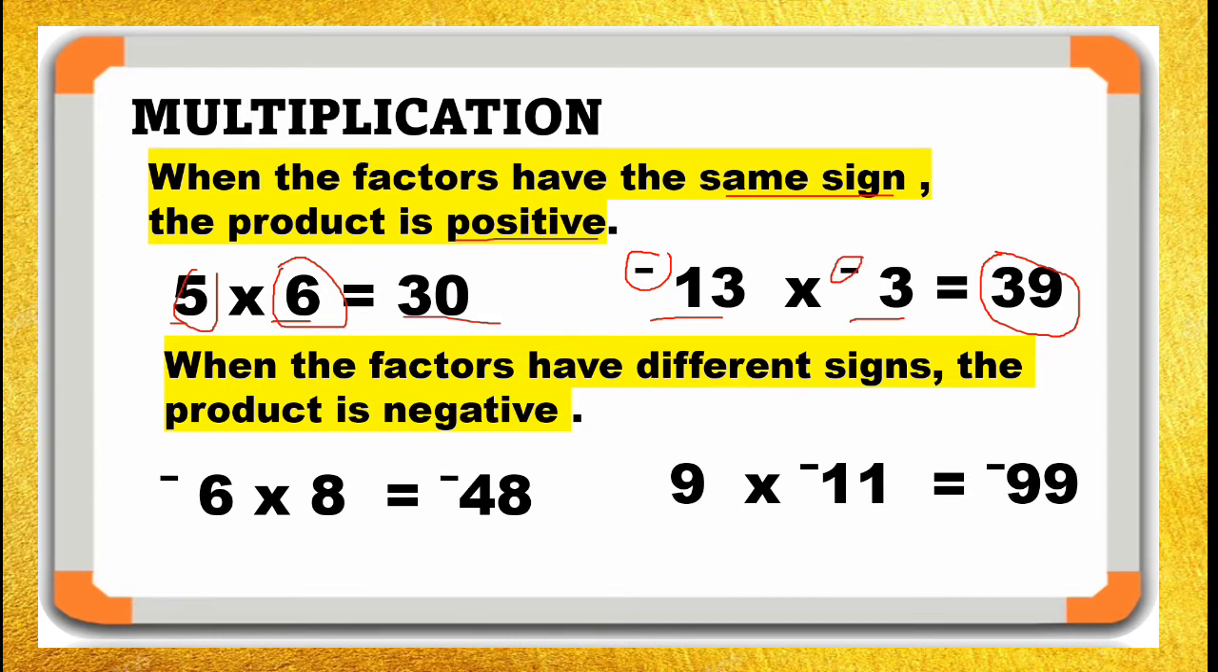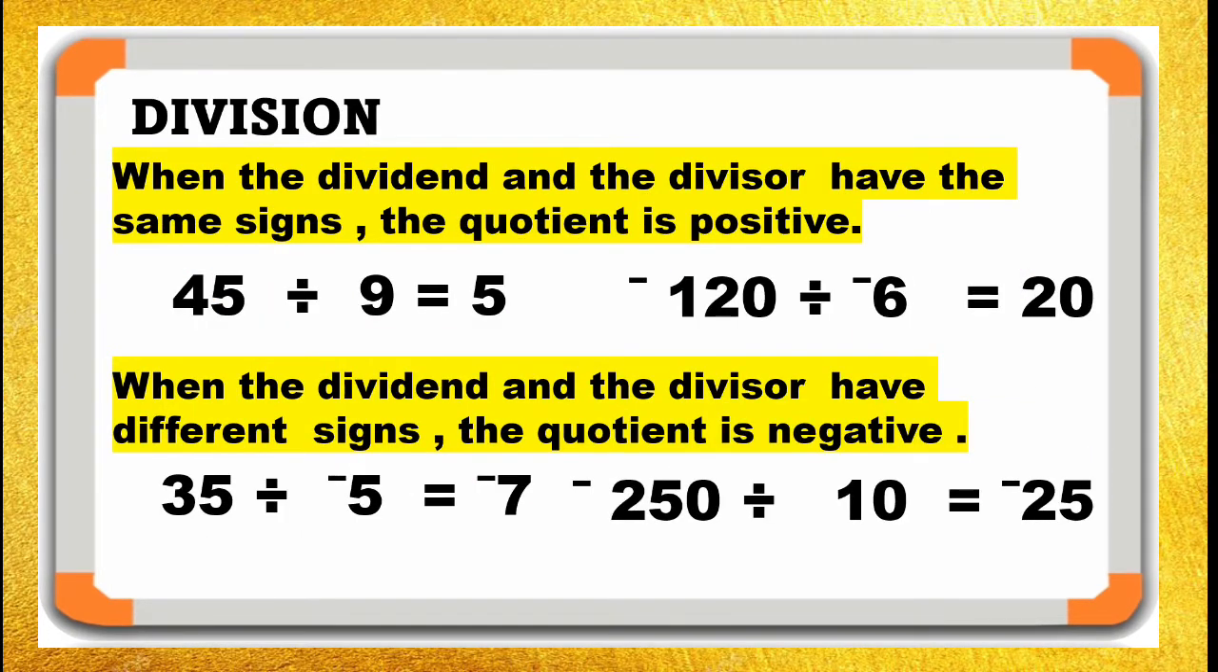So how about this one? When the factors have different signs, the product is negative. So let us have this example. Negative 6 times positive 8 equals negative 48. So another one, positive 9 times negative 11, the product is negative 99 because they have different signs. Get it, class?